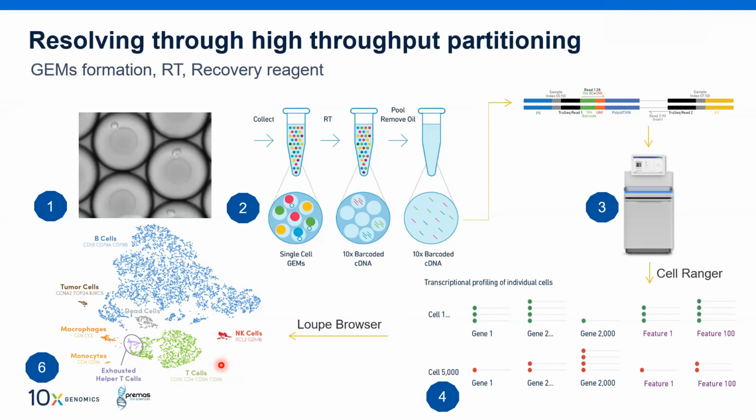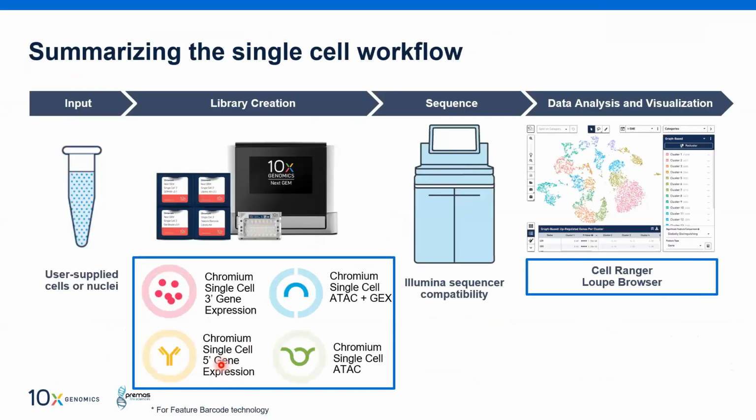Now, the next slide is the summary of the single cell workflow. So the starting material will be cells or nuclei. You have the system to do the library preparation. So you have various kits. Depending on your experiment, you have to choose any one of the kits from this. Then once you prepare the library, you will be doing the sequencing part. And then comes the data analysis, where Cell Ranger and Loupe Browser are going to help you with the data analysis.